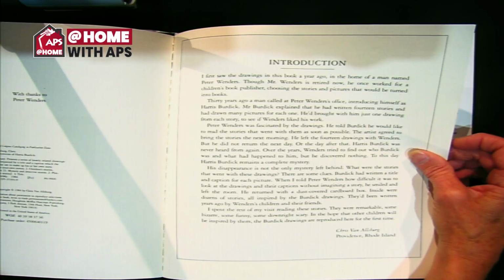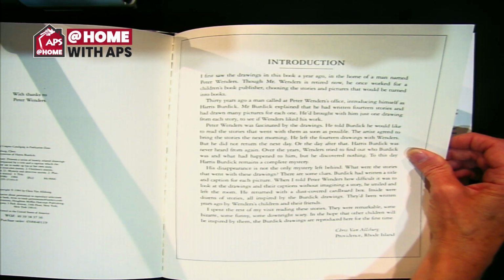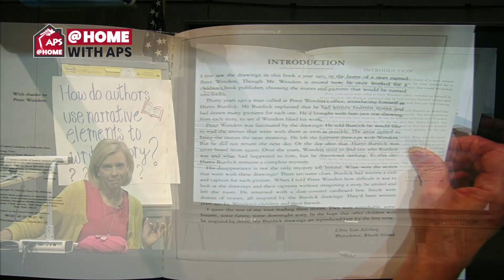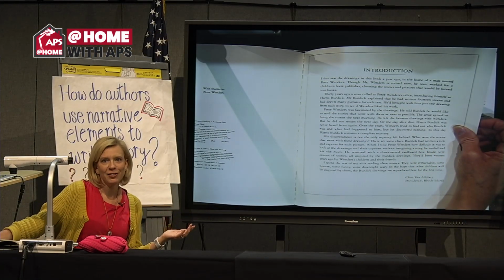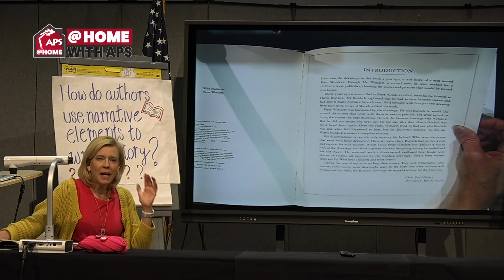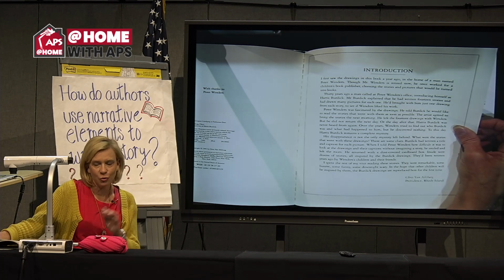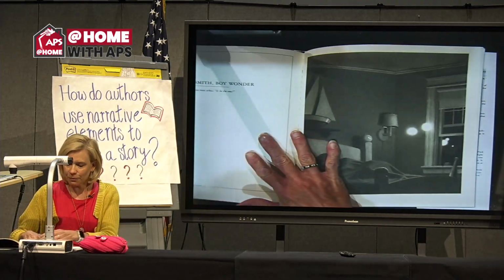So let's take a look at these pictures, and I want you to keep in mind what Miss Abby told you about fiction. It may have some magic, it may have animals that talk, but it has something that we create in our imaginations, right? We create a story. So let's look at the first one.